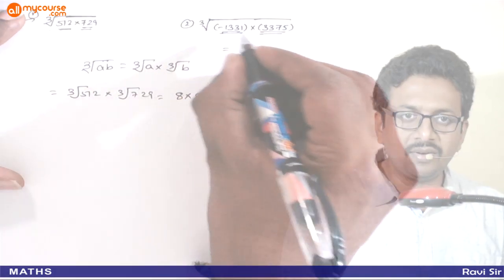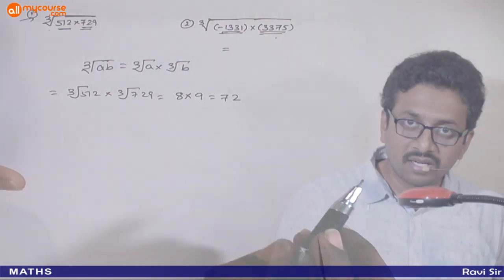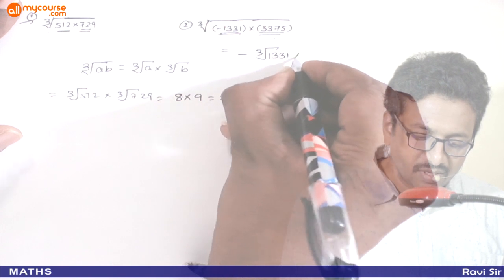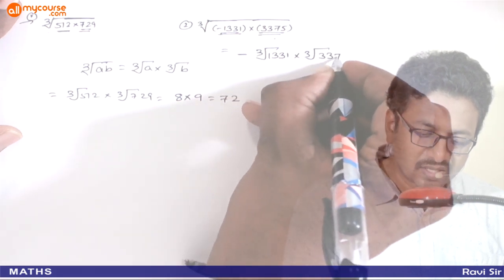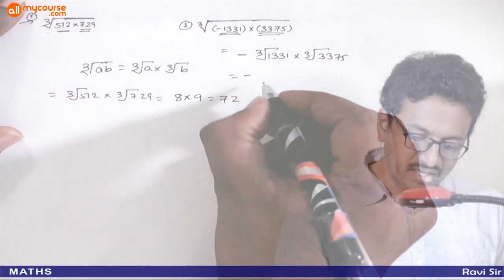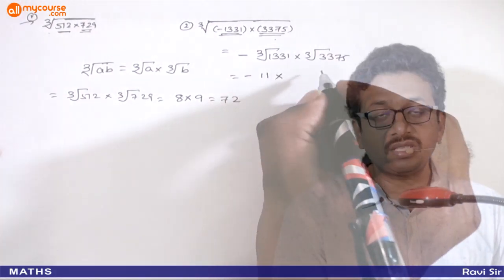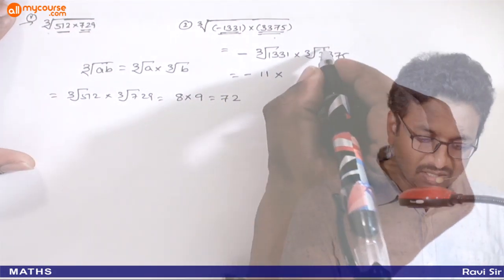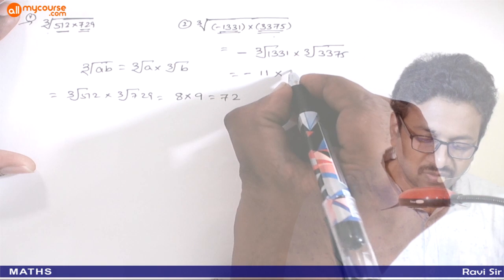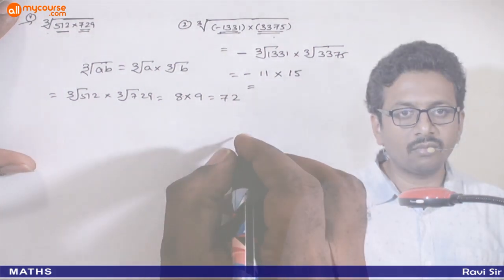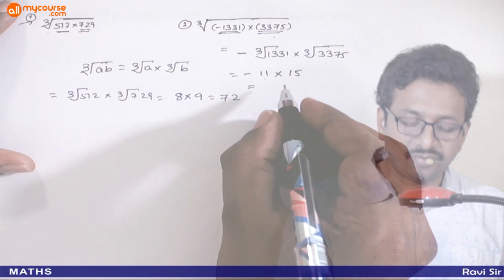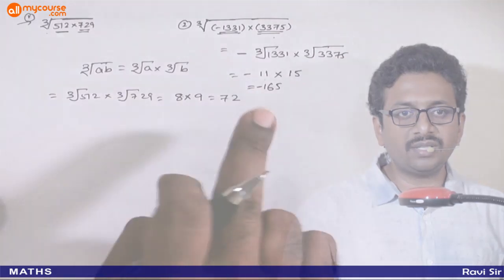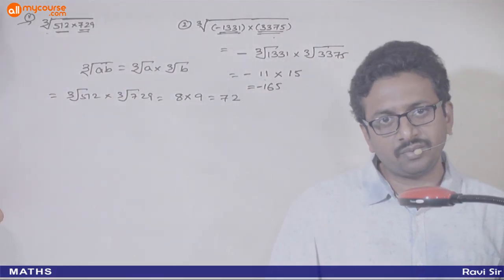Next, one is a negative number, one is a positive number, so effectively this is a negative number, so a minus will come outside. Cube root of 1331 into cube root of 3375, so minus of, the cube root of 1331 is 11, and the cube root of 3375 we have already calculated. The cube root of 3375 is simply 15. So 11 into 15, 165 negative. So cube root of this into this is minus 165. Is it clear?